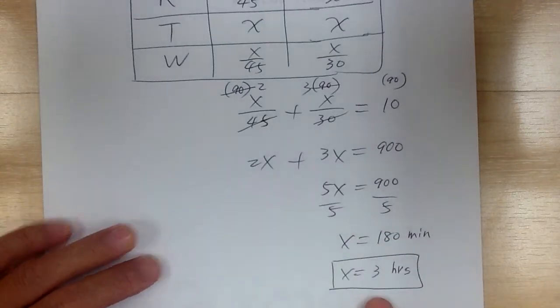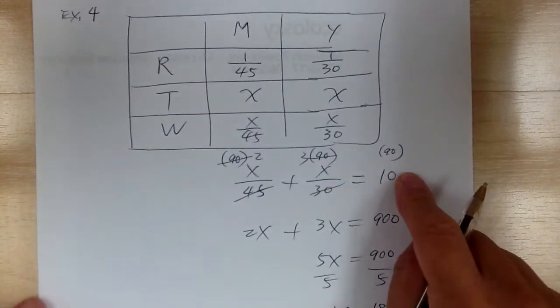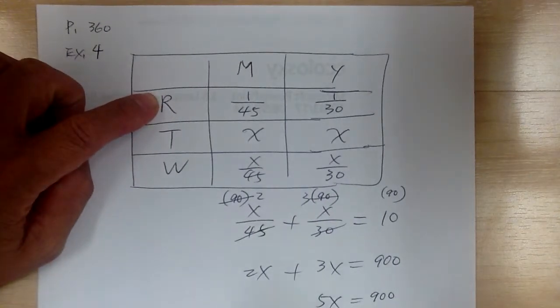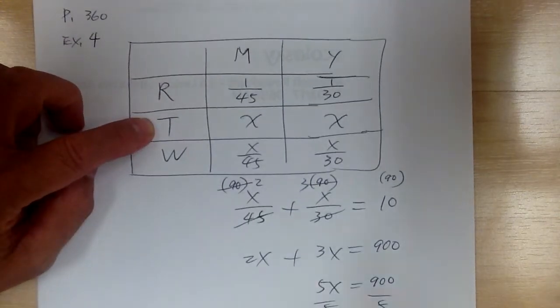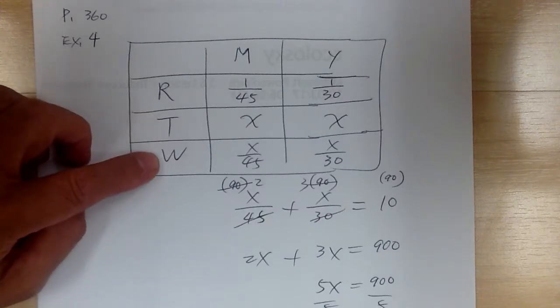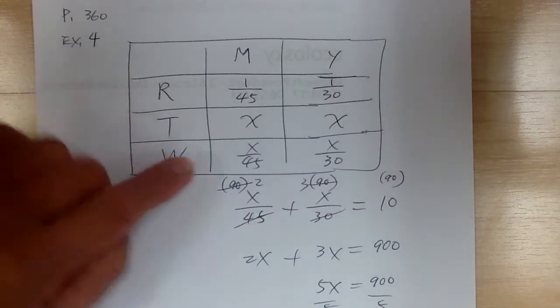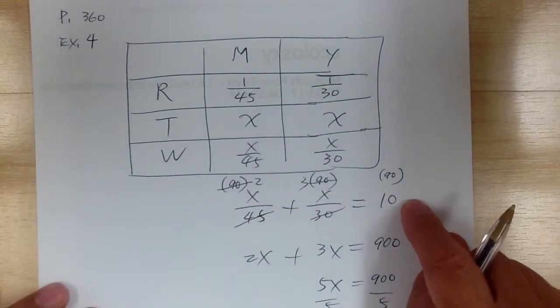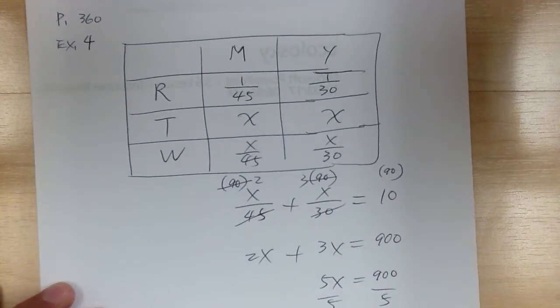So it takes 3 hours for the 2 of them working together to wash 10 cars. Rate is how fast they work. Time is how much time they put in, and work is how much work they get done. When they work together, you add, equal to whatever work you want to get done. Okay, so let's go to example 5.